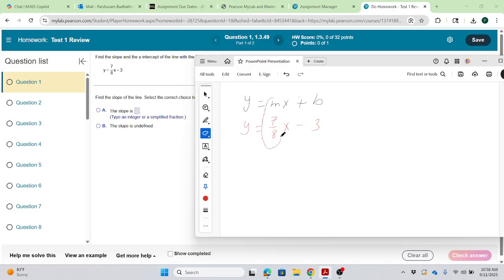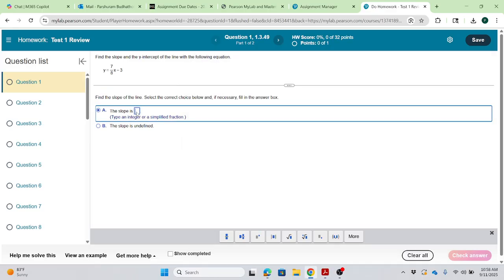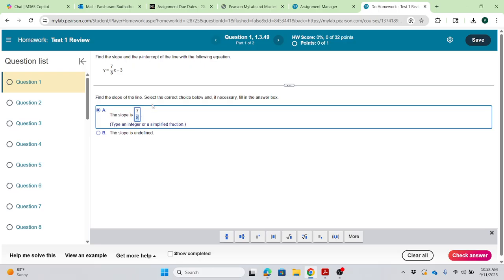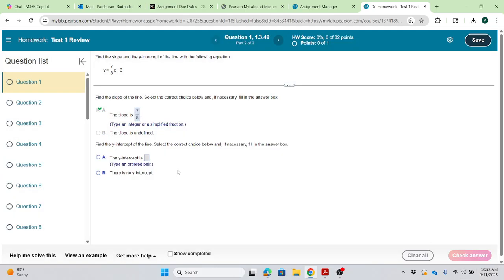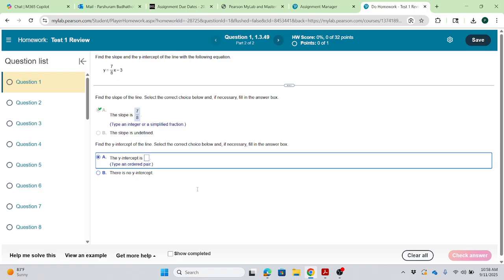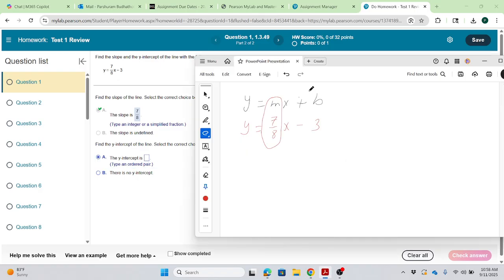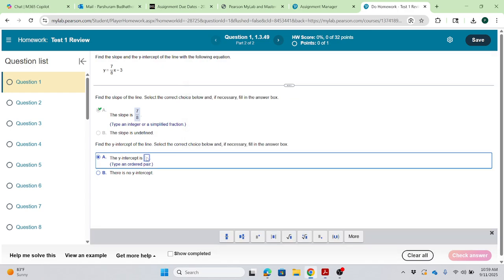So the slope is the number in front of x, which is 7 over 8. Always read the instruction: type an integer or simplified fraction. This is a simplified fraction, so that is the slope. And then the y-intercept is this value of b, which is -3. They want us to put the answer in ordered pair, so the y-intercept is always 0 and then the value of y, which is -3.